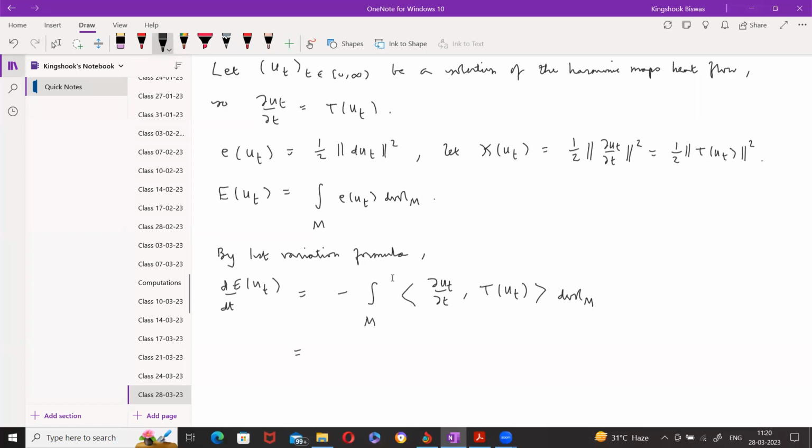Okay. But now you can put tau(u_t) is equal to ∂u_t/∂t. So this becomes minus the integral over M of the norm of ∂u_t/∂t whole squared. Or you could also put it to be, it's the same thing, minus the norm of the tension field tau(u_t) squared d vol M. So this is less than or equal to 0.